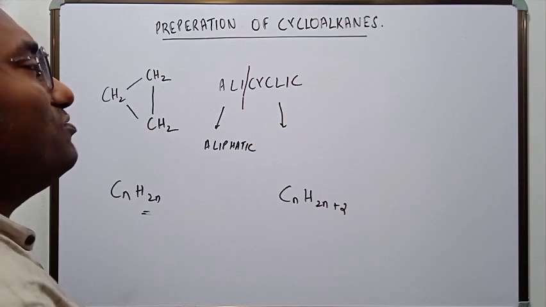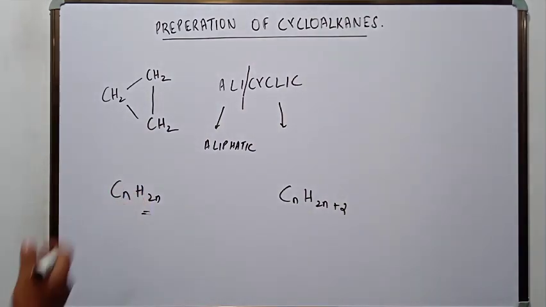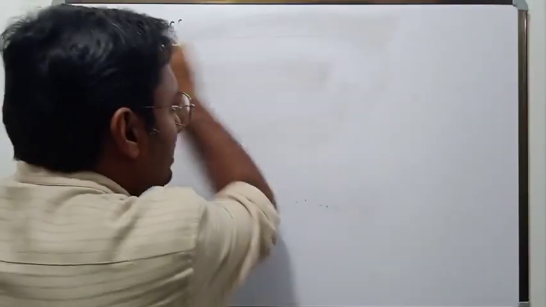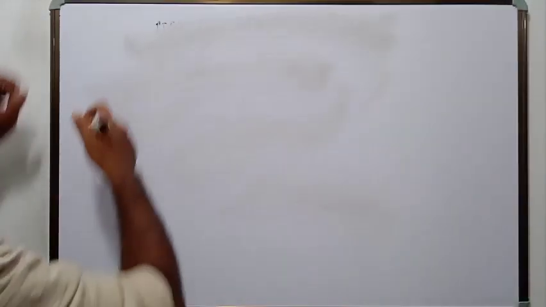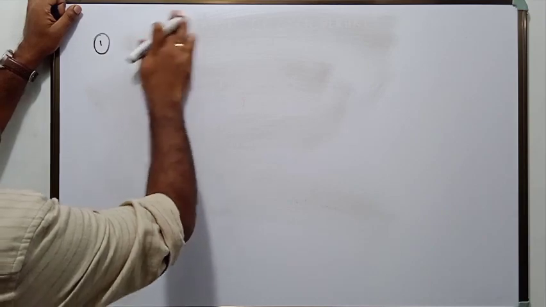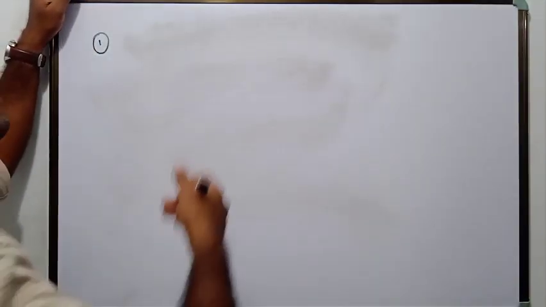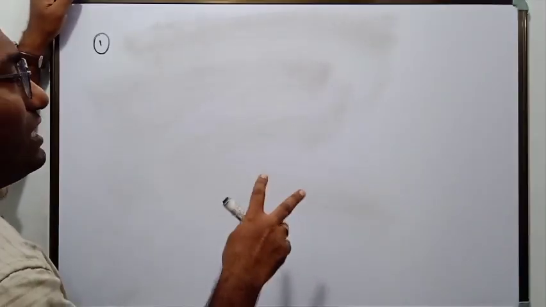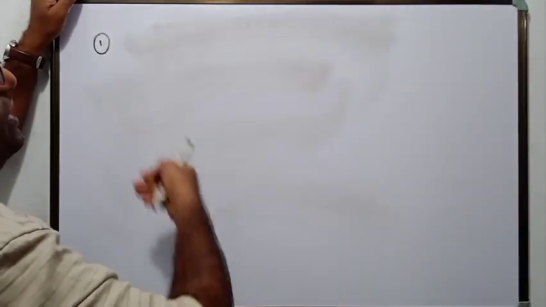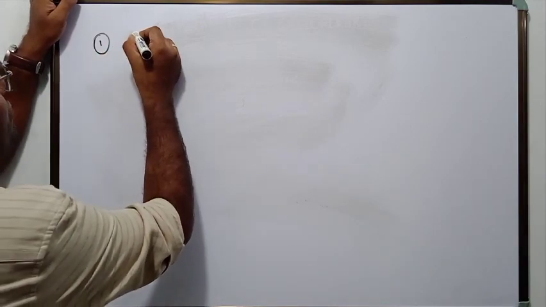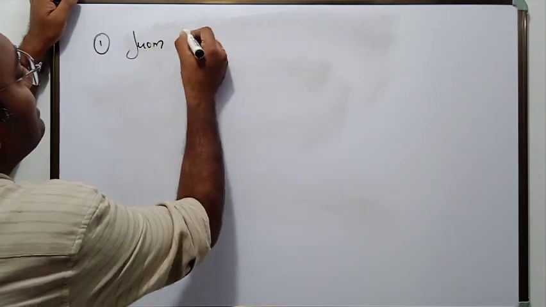Okay, various methods of preparations. So let us start preparations. The first method of preparation is for smaller cycloalkanes. When I say smaller cycloalkanes, what I mean is cyclopropane and cyclobutane. Only these 2. So we prepare cyclopropane and cyclobutane through this method, which I am going to show you now. It is from dihaloalkanes.